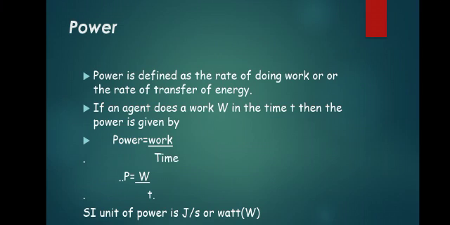That means the fastness of the work also increases, isn't it? If you have more power, you will do the work faster, and if you have less power, you do the work a little bit slower. That means it is the rate of doing work. So power is defined as the rate of doing work or the rate of transfer of energy.